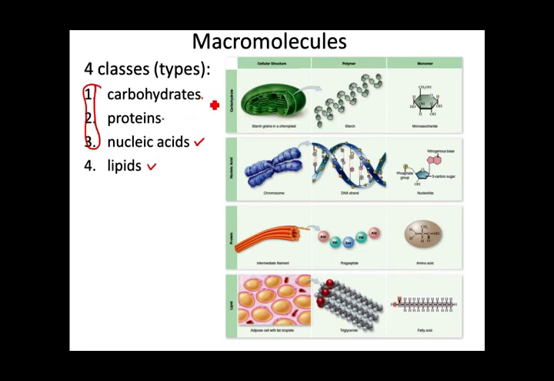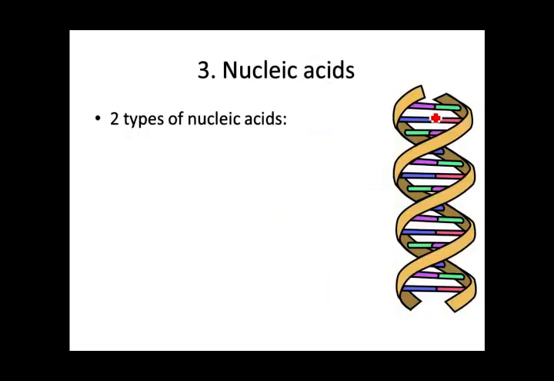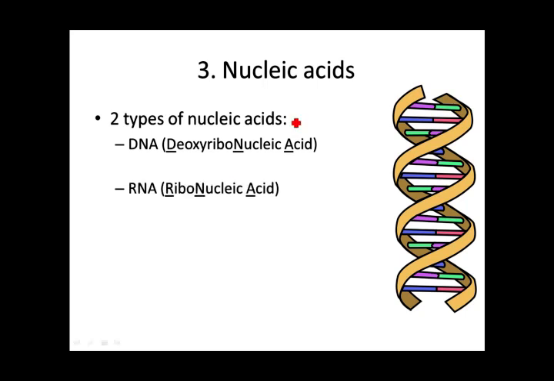And remember also that each one of these has its own specific type of monomer, and this chart shows that also. Okay, so first we'll talk about nucleic acids. Nucleic acids are our third type of macromolecule, and there are two types of nucleic acids. There is DNA, which stands for deoxyribonucleic acid, and there is RNA, which stands for ribonucleic acid.